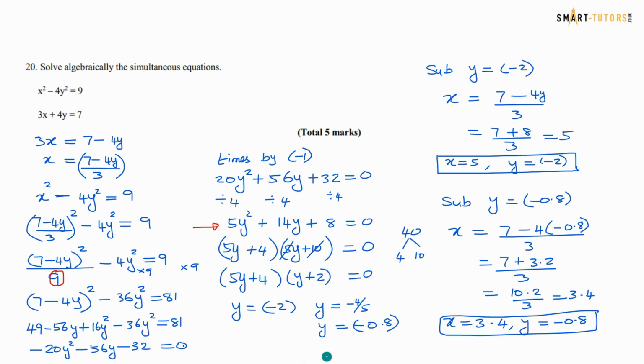Use the factors of 40: 4 and 10 are the factors. So (5y plus 4)(y plus 2). So you get two answers: y equals minus 2 and y equals minus 0.8. Substitute y equals minus 2 in the x equation, you get x equals 5 and y equals minus 2. For y equals minus 0.8, substitute and you get x equals 3.4. That is the answer for question number 20.